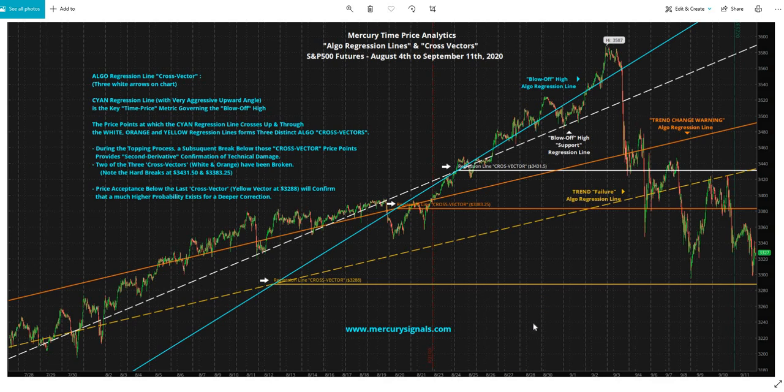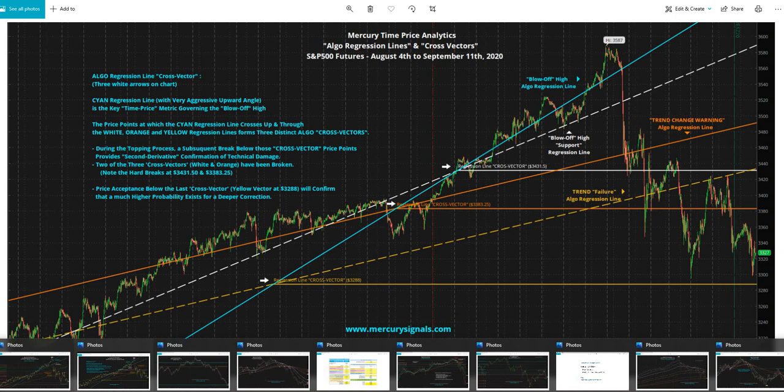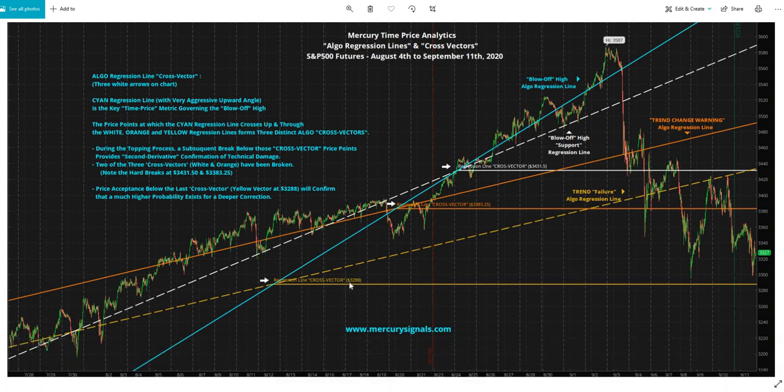You had the subsequent bounce, and we're going to take a look at those charts in just a minute. Now, keep in mind this cross vector right here at 32.88, and keep in mind that back on September 13th, I posted, in this chart, by the way, this was the end of day chart on Friday, September 11th. So I posted on Sunday the 13th to be very wary of this 3288 if it breaks.